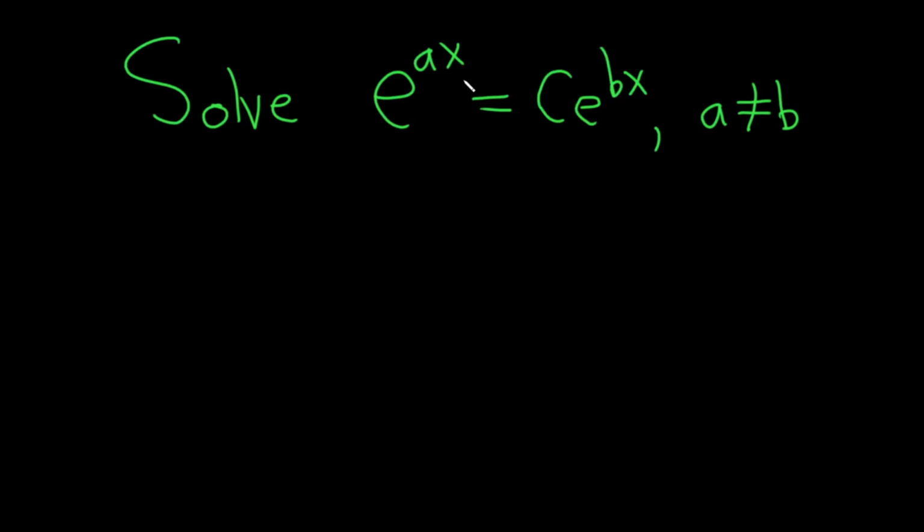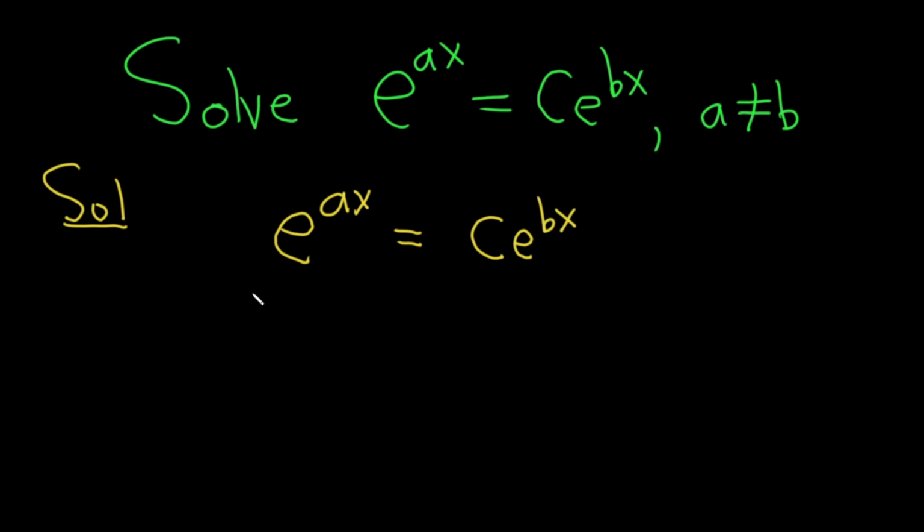Solve e^(ax) = c e^(bx), where a is not equal to b. Let's go ahead and try to solve for x. So I'm going to start by writing down the equation again. e^(ax) equals, I'm going to leave some room here, c e^(bx).